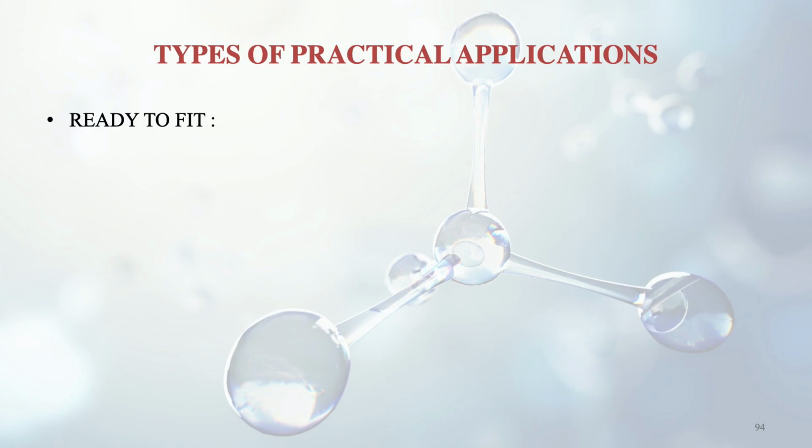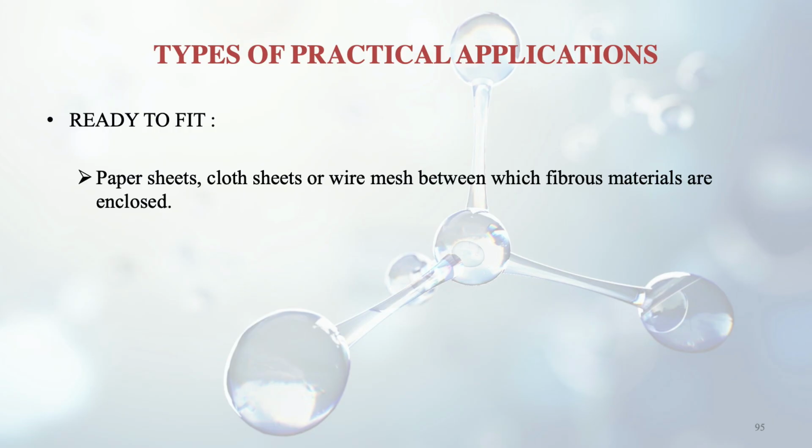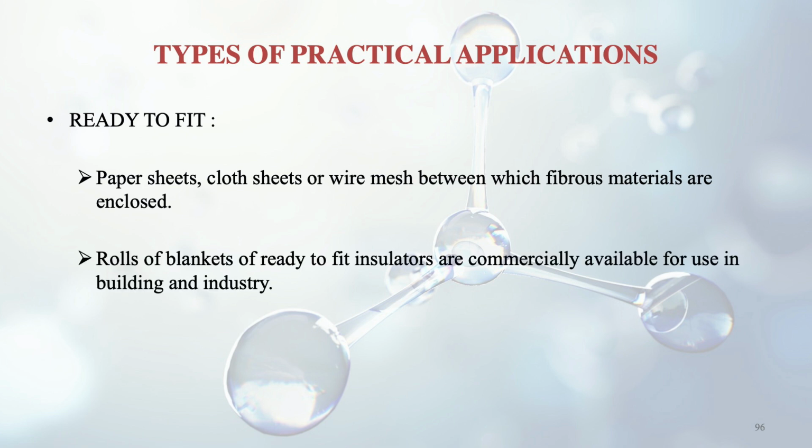Then the second category is the ready to fit one. Like you may have seen in industries, we have paper sheets, cloth sheets. All these things can act as insulators. Wire mesh type, this is very common. So this is a fibrous material. Then there are also blankets of ready to fit insulators. Like in common life also, if something is burning, we try to put a blanket on it. So this is a general example.